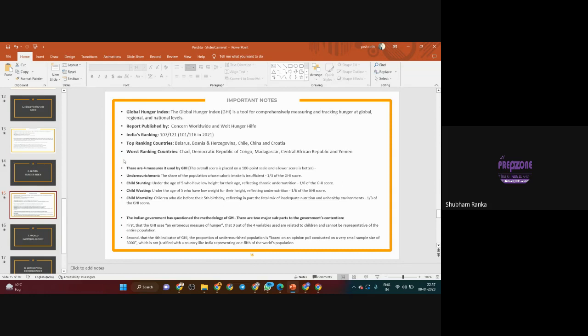Now, the 4 measures that are used for GHI: it is a 100-point scale, and the lower the score that you have, the better. So it's an opposite scale, and 4 measures are used. First, undernourishment, the share of population whose caloric intake is insufficient. That is 1/3 of the score that is calculated. So we do 1/3, 1/6, 1/6, 1/3, because undernourishment and child mortality are more important than the other 2 metrics that we have right now.